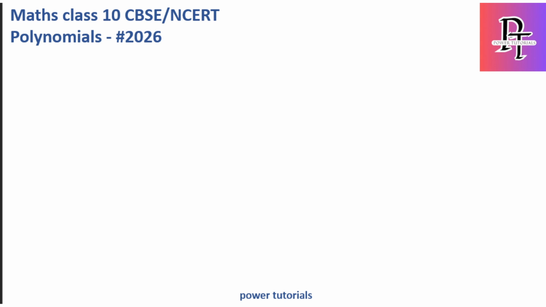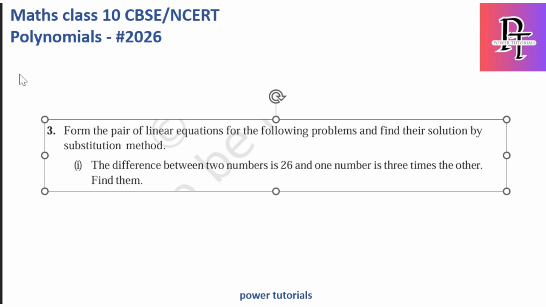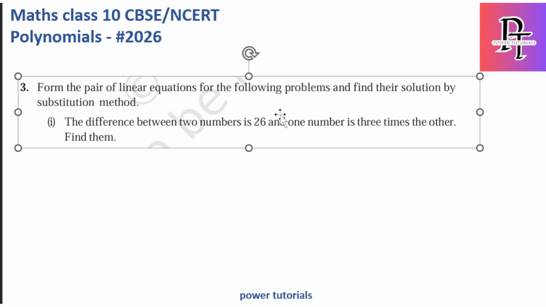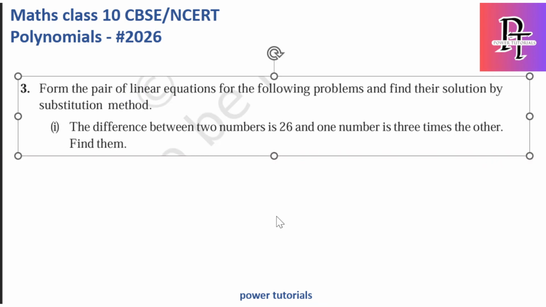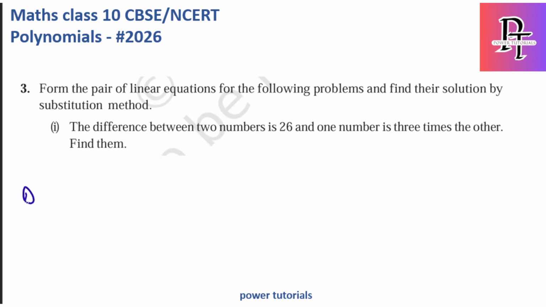What is the third? The question is you have to form the linear equations and then find the solution using the substitution method. Okay, what is the condition? The difference between two numbers is 26.